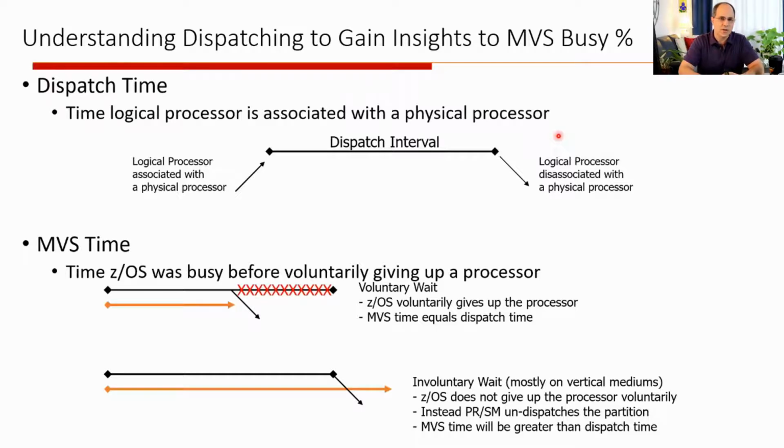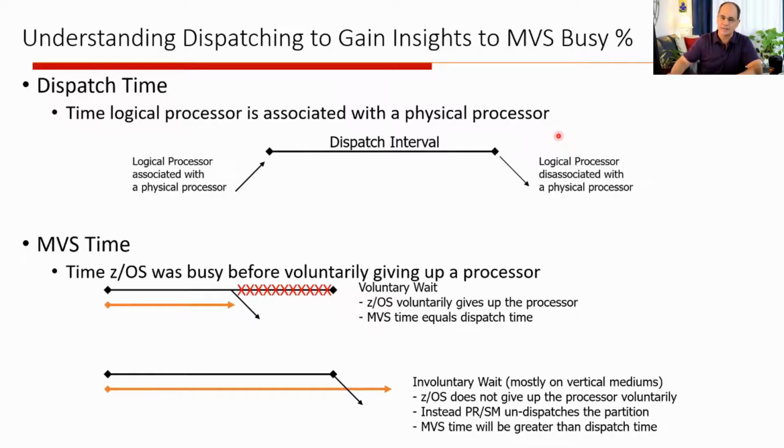I have a good presentation out there if you go to our website that talks about the history of the SMF type 70 record. And the very first measurement, and originally the only measurement in the SMF 70 record, was time to wait. And what that means is the time that the workloads voluntarily gave up the CPU, that they went into a wait state.